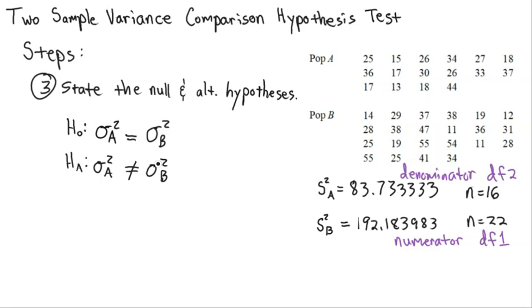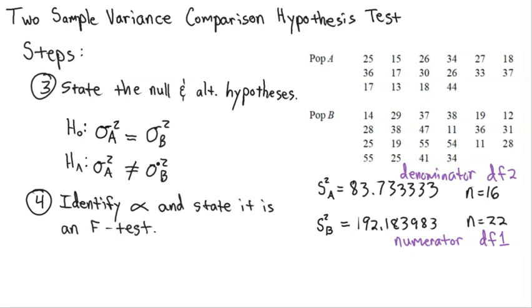Now let's look at what step four is. In step four, we are going to identify the alpha, which we were not given yet, and we're going to state that it's an F-test. Whoa, hang on here, Mr. Ryan. You haven't told us about this one. We've done a Z test, we've done a T test. What in the world is an F test?